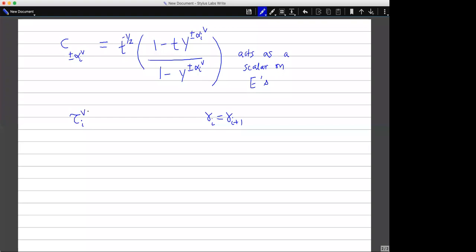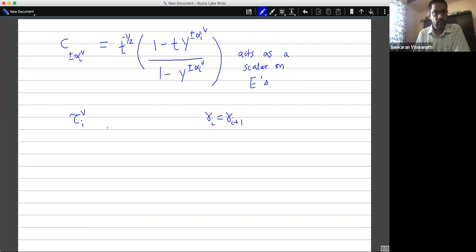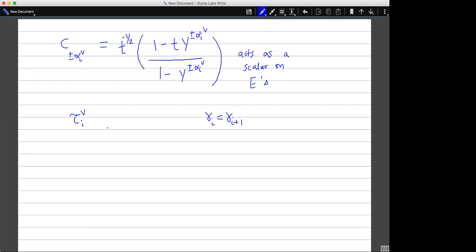Can I ask a question, Viswanath? Yes, yes. So this y is defined more generally for plus minus all weights, right? Yes, yeah. So would this C also be defined? Can I just replace that by some mu check or something?